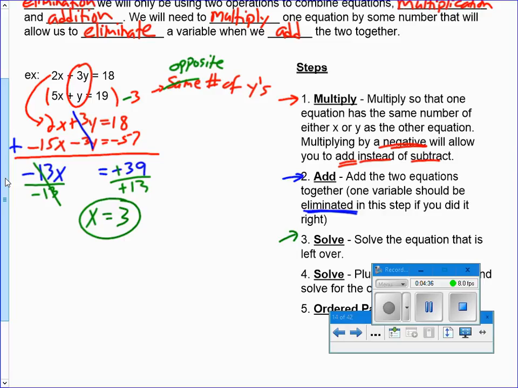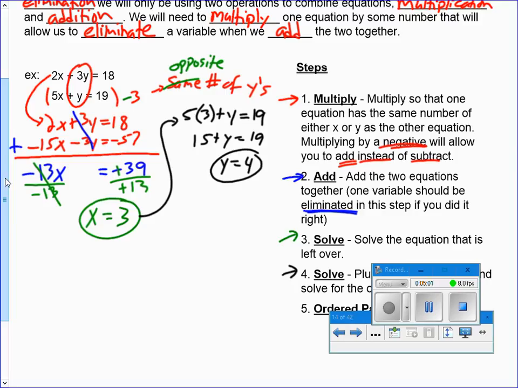Remember that we still have to find y, so we go back and plug this into whichever equation is easier. It might be the top equation has smaller numbers. Maybe we want to use the bottom equation because y is by itself, whichever one. We'll use the bottom equation for this one. So 5 times 3 plus y equals 19. That'd be 15 plus y equals 19. So y would have to be 4. Remember that we always write our answers to these as ordered pairs. So I'm going to write it as 3, comma 4.